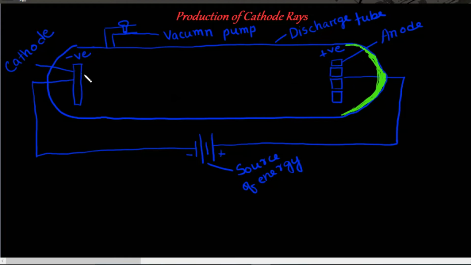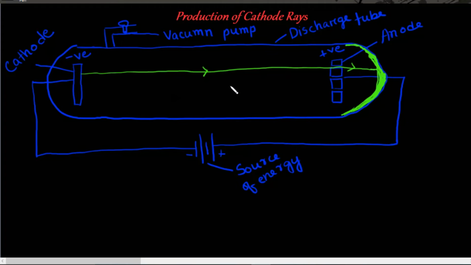Now, when rays emerging out from the cathode pass through the perforated anode and strike the glass wall behind the anode coated with fluorescent or phosphorescent material like zinc sulfide, a glow is observed on the glass wall.